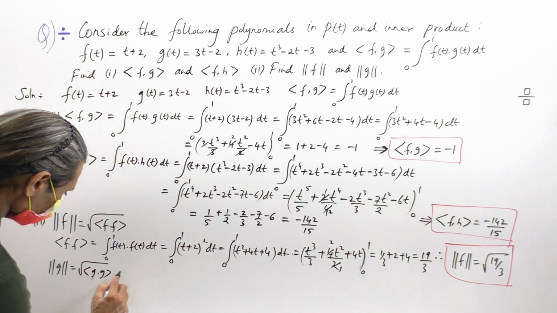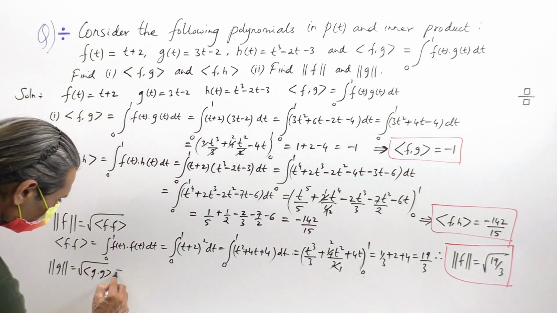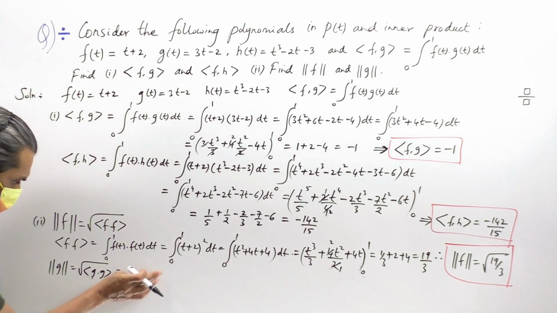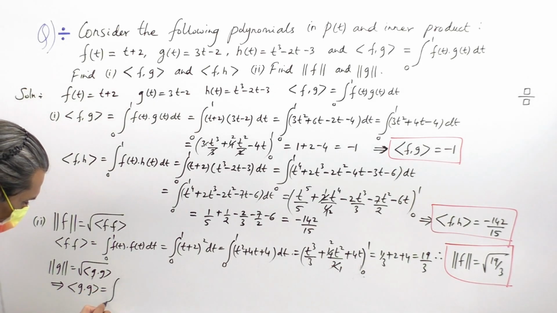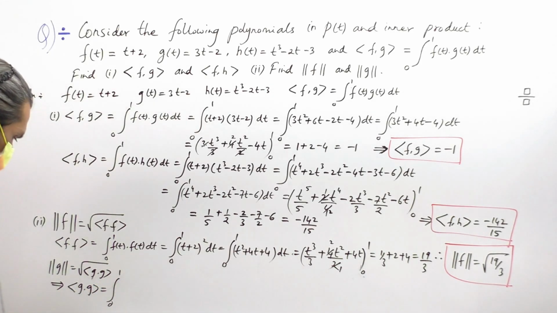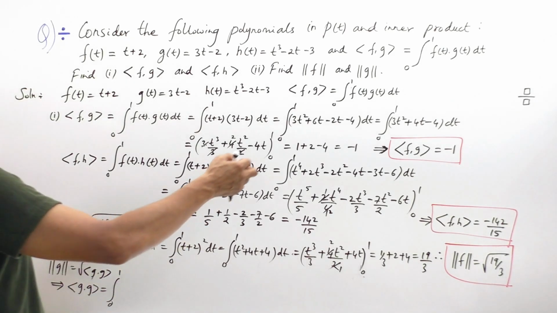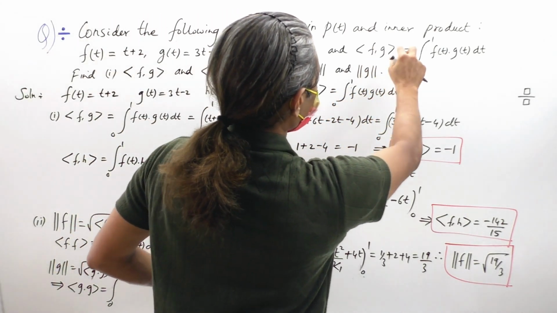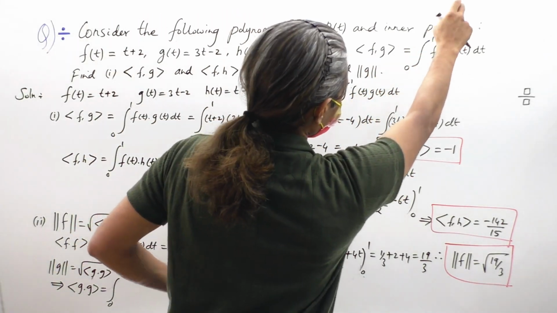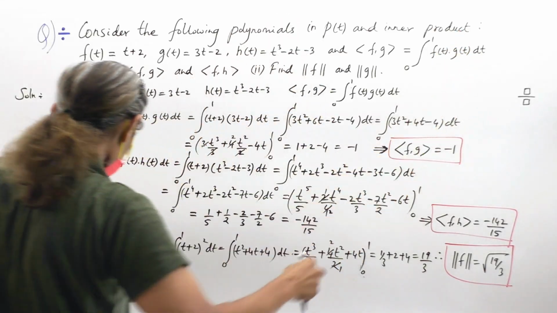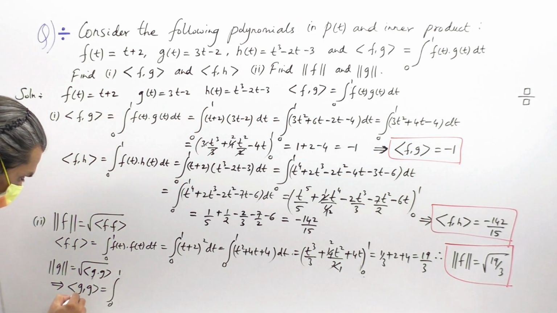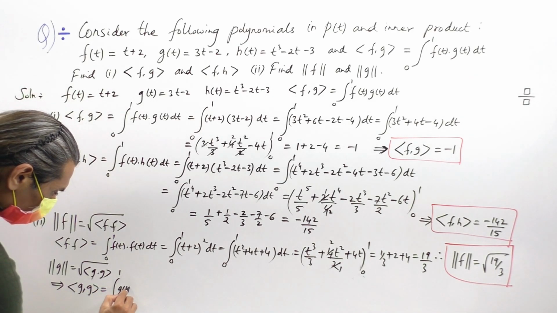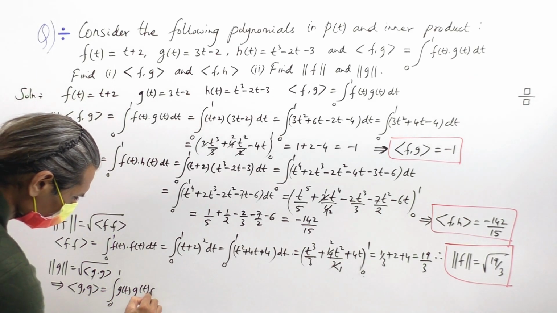So that implies, let me write it here. That implies the inner product of g into g will be equal to, again, the integral from 0 to 1, because the formula is obviously defined as the inner product of f and g is equal to the integral from 0 to 1 of f of t into g of t. So the inner product of g into g is nothing but g comma g, which is g of t into g of t. Very simple logic used here.